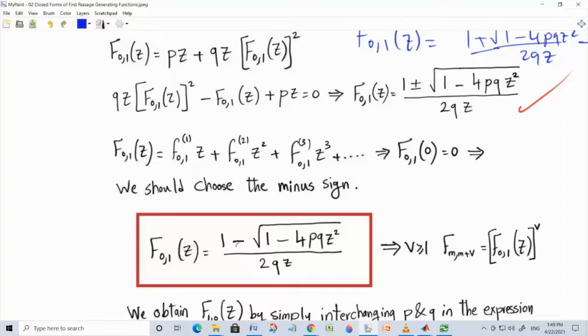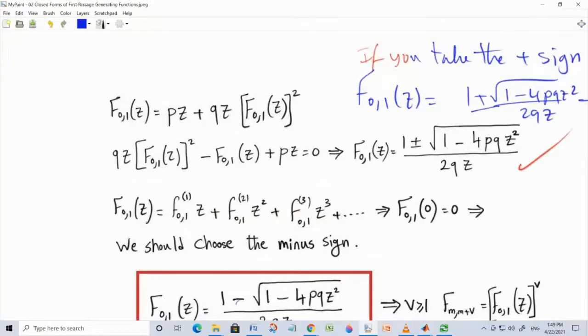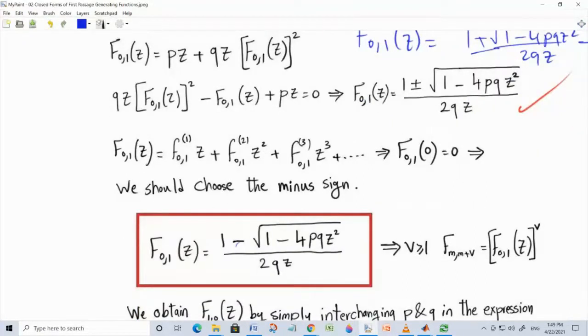Now if you have a minus sign and you try to set z equals 0, you will be in a 0 over 0 situation. But at least this gives you hope. If you put the plus sign, there is no hope. It's 2 over 0. It's infinity. But with the minus sign there is hope, and you can apply L'Hopital or something like this, and discover that yes, it is the minus sign. Okay, so that's the solution. That's f01 of z.